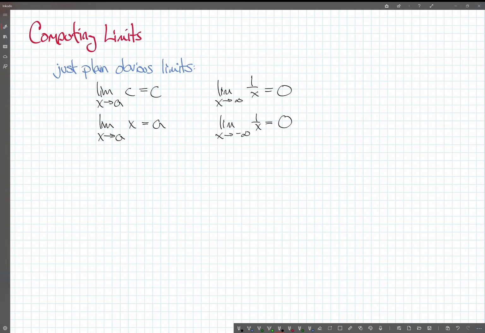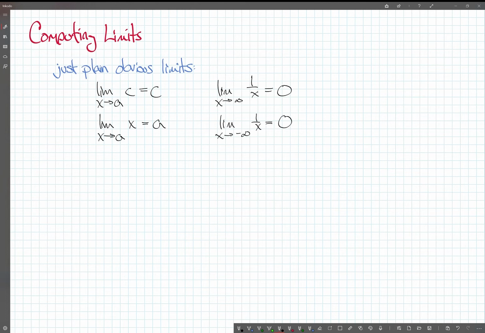If you take the limit of a constant function, well, all of the values of that function are exactly the same. What's that function doing? Well, it's just sitting at that same value. So the limit of c is c. What's x doing as x goes to a? It's going to a. That almost makes you feel stupid to say that, doesn't it?